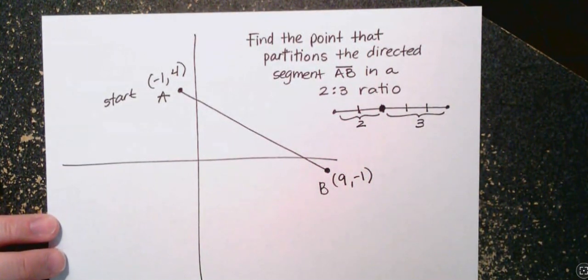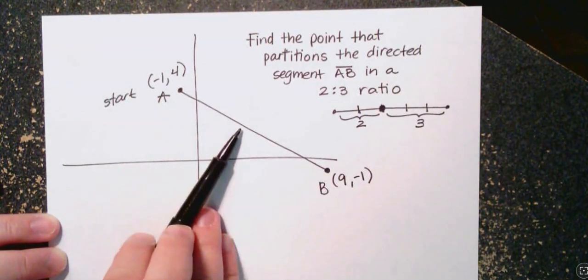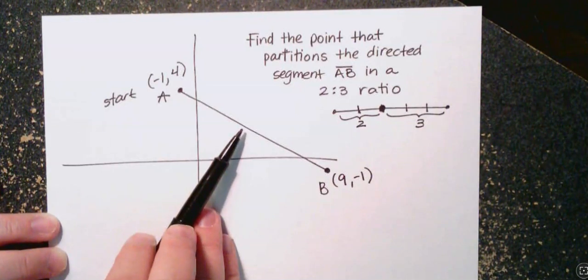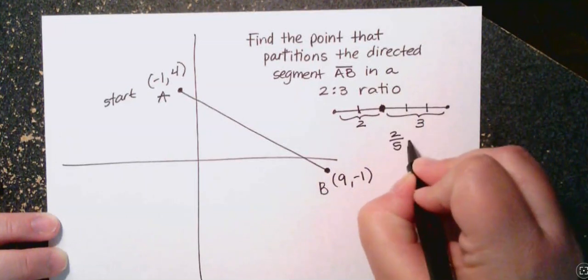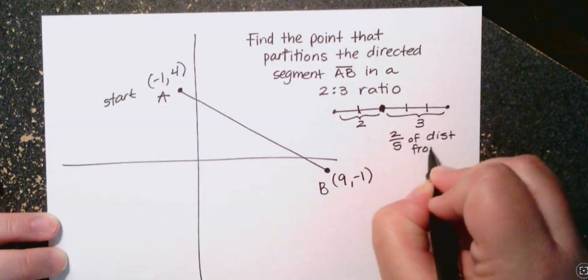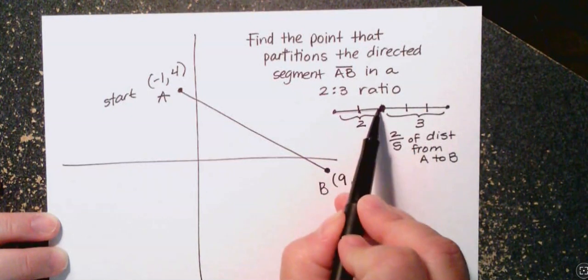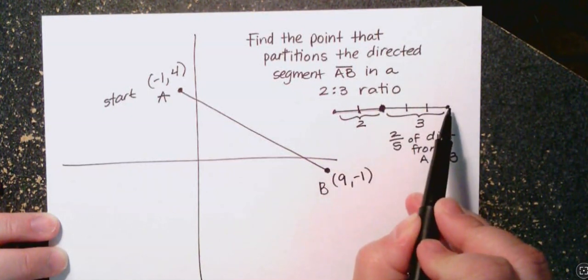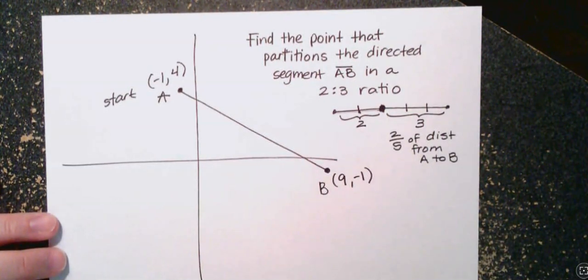So another way of saying I want to divide it up in a 2:3 ratio is I want to divide this up into 5 pieces and then go 2 pieces and stop. Another way of saying that is I want to go 2/5 of the distance from A to B. It's another way of saying the same thing. I'm going to go 2 out of the 5 pieces. That's what 2/5 means, 2 pieces out of 5.